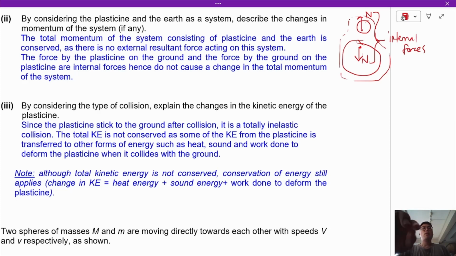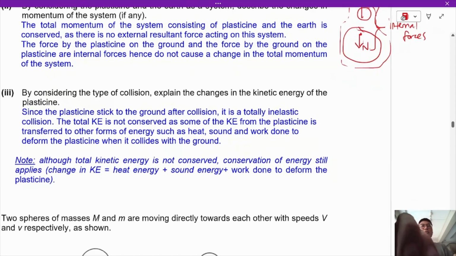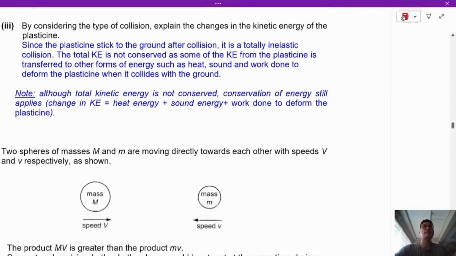Now, how do you know whether it's an elastic or inelastic collision? All right, so let's take a look. This is the plasticine, this is the Earth. I draw the flat Earth because I don't have enough space.